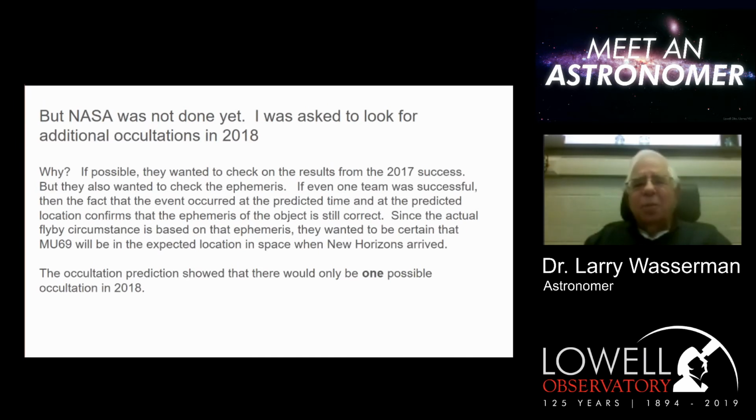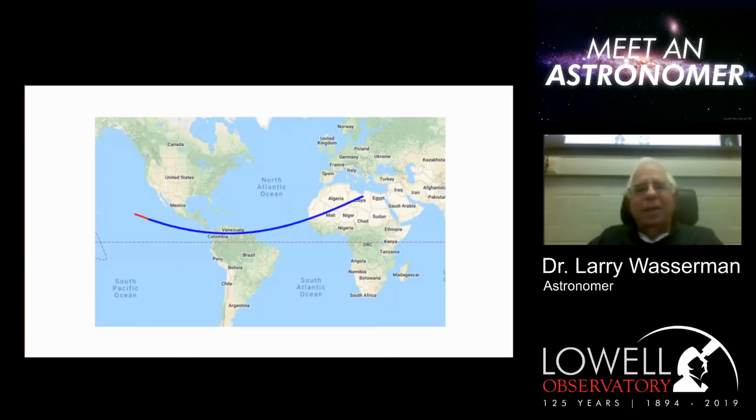If you put all those telescopes in the field and only one team observes an event at the predicted time and at the predicted location, it means that the ephemeris that we're getting is still correct. And since the actual flyby, which was on January 1st, 2019, is based on that ephemeris, they wanted to be absolutely certain that MU-69 will be where they thought it would be when New Horizons goes screaming by. And the occultation prediction showed that there would be only one possible event in 2018.